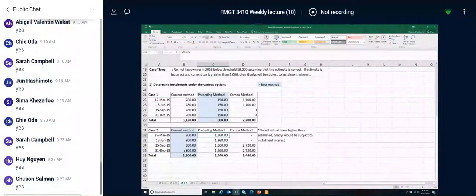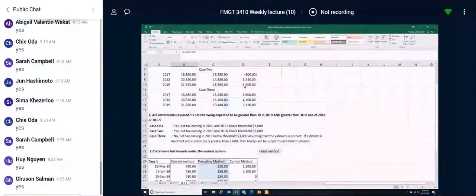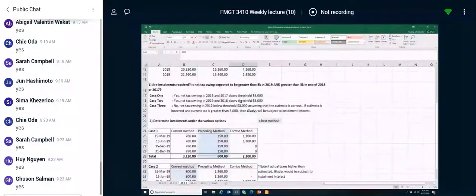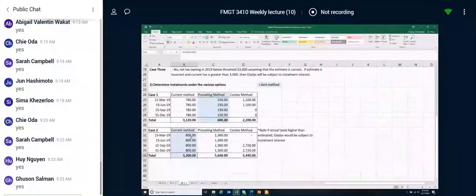Current method takes current taxes divided by 4. Okay. So obviously, this is right now the least amount of cash flow, right? There's your 3,200 estimate. Okay. So that's the best. However, let's say your estimate was wrong, and in reality, you owed more than 3,200.